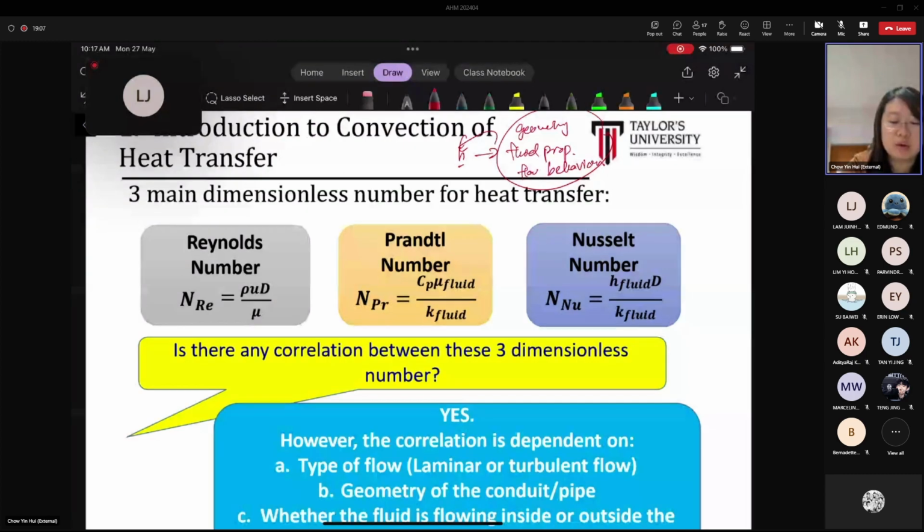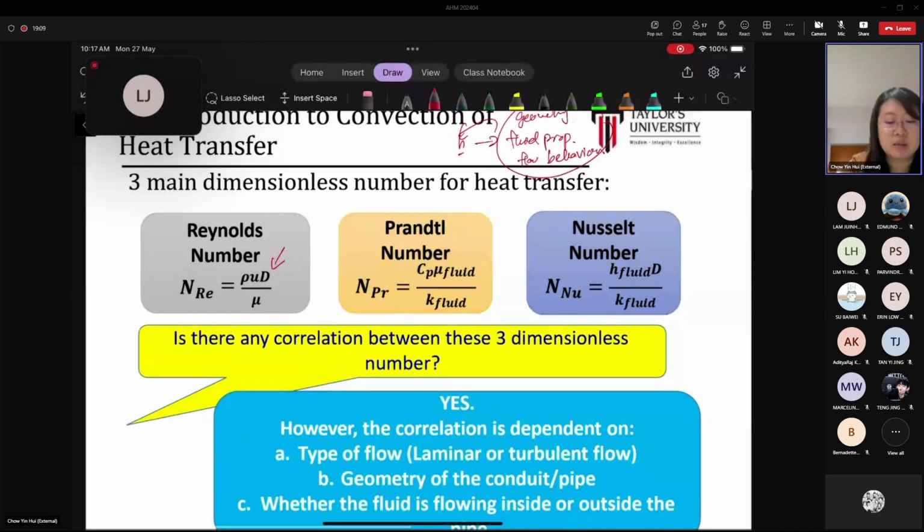So for example, the Reynolds number tells us about the flow behavior, which is rho V d per mu. This is the velocity. And this one, the D, depends on whether you're dealing with a sphere or a cylinder, then we will be using the diameter. Whereas if you are dealing with a plate, then we should use the length of the plate.